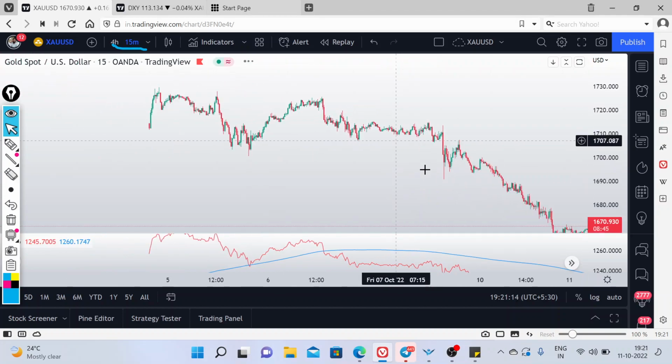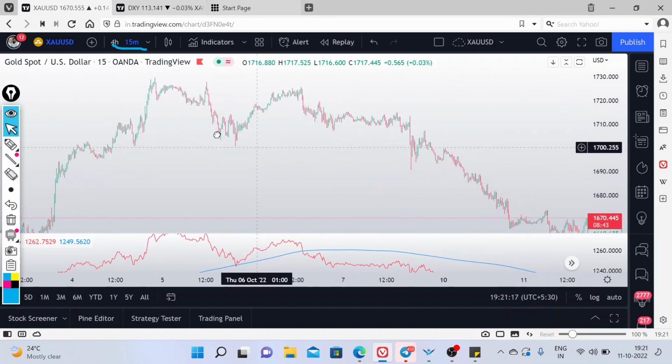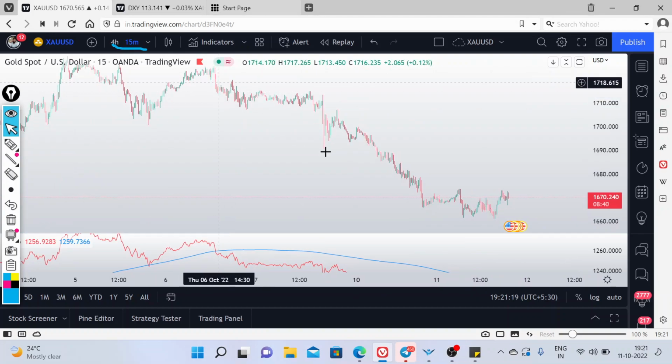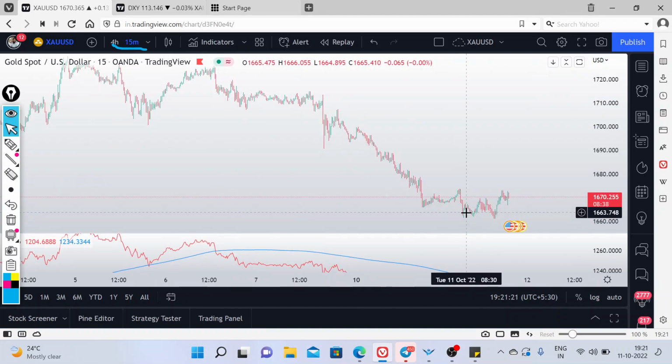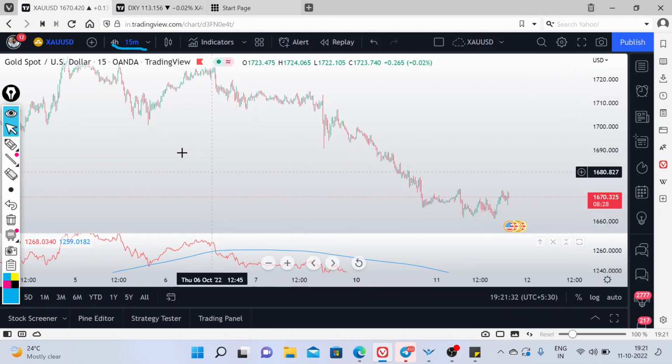You can see this is the 15-minute chart, and as I told you in the Telegram channel, it is more than a $55 movement after this crossover.